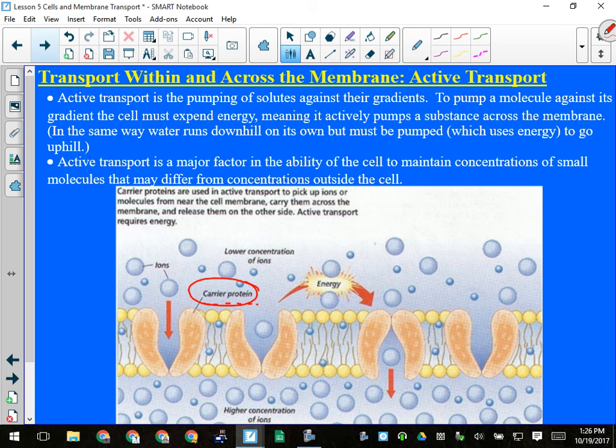So active transport uses energy. It's the pumping of solutes against the gradient. It's active, so it's going to use energy. It's actively pumping the substance across the membrane. That's the other thing. This isn't intracellular transport. This is getting stuff into the cell from outside, or sometimes from inside the cell to outside.